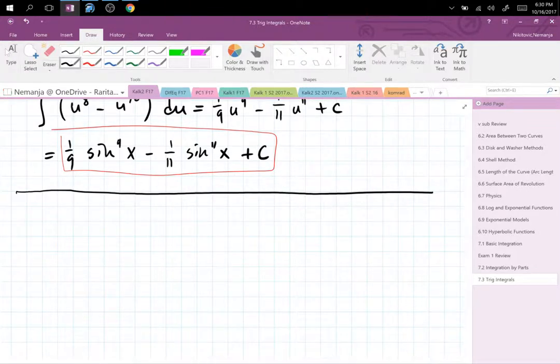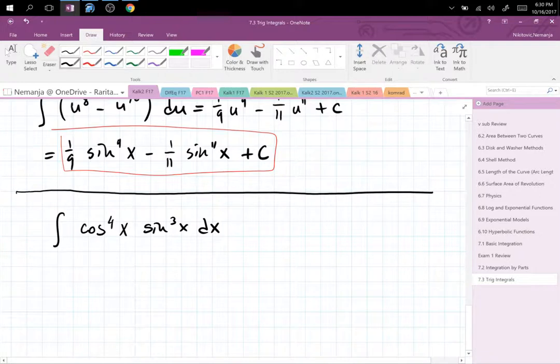Next, actually, it's good for you to try one of these. I'm going to switch this on you. So let's go with cosine to the fourth x times sine cubed x dx. Let's see how this goes. So for you guys.